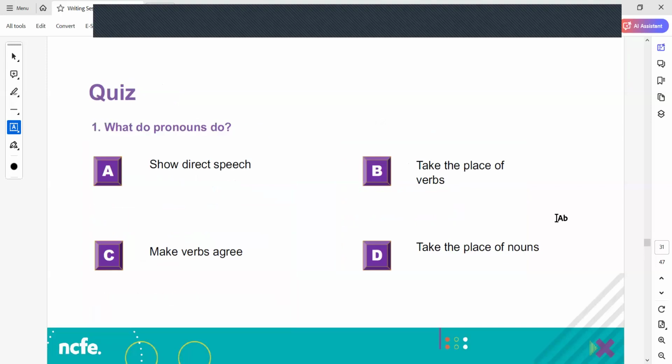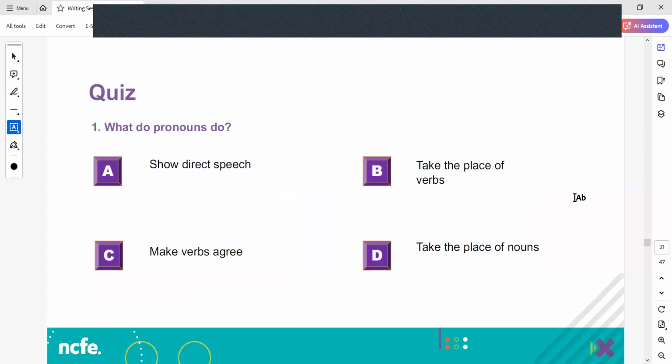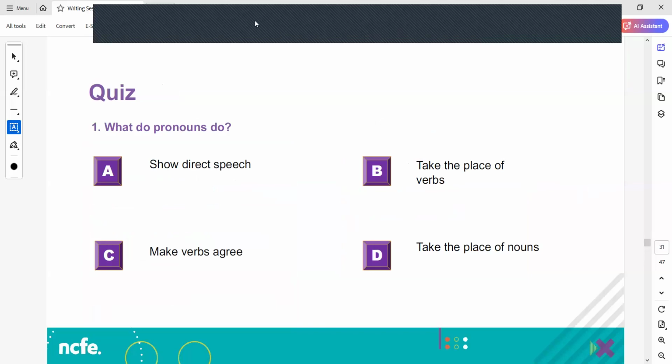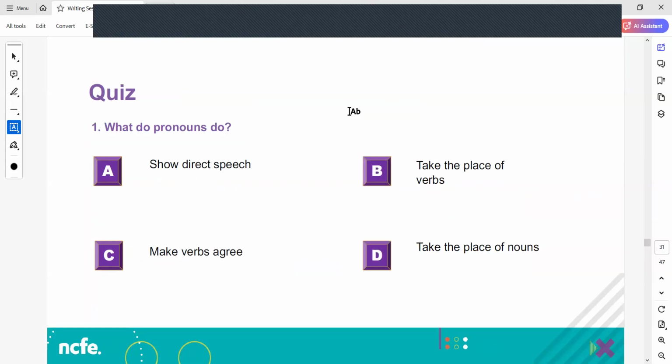So, any questions before we start our quiz to finish? Okay, so what do pronouns do? Show direct speech, take the place of verbs, make verbs agree, or take the place of nouns. So what do pronouns do? Put everyone on mute, because it's getting a bit noisy, but feel free to unmute yourself. What's a pronoun? The clue is in the name, pronoun. What does it do?